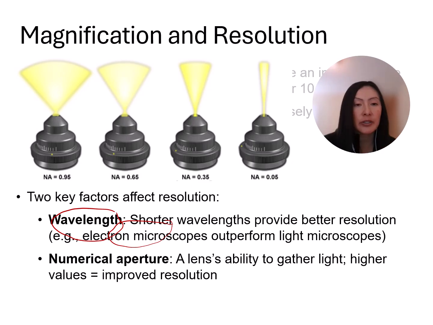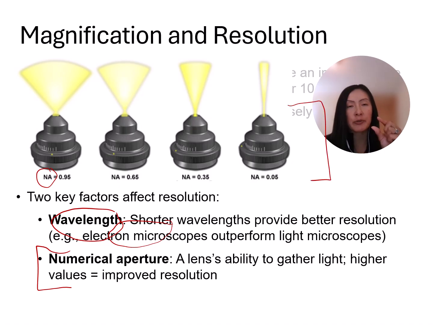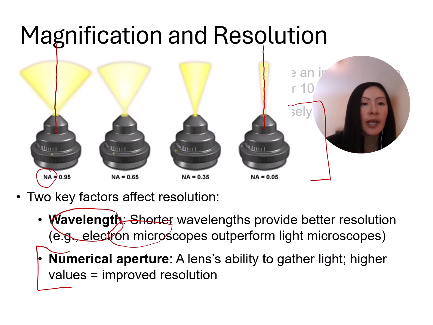The second factor is numerical aperture, abbreviated NA, and there's no units for this. It's dimensionless. It's a measure of the lens's ability to gather light. So imagine these are different objective lenses, and the numerical aperture is usually written on the side of that objective lens. And I draw a normal line in the middle. The numerical aperture is a measure of the amount of light it can gather, but it also describes the range of angles over which the lens can gather light.